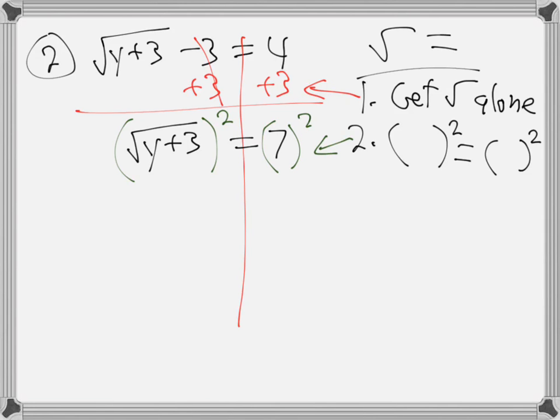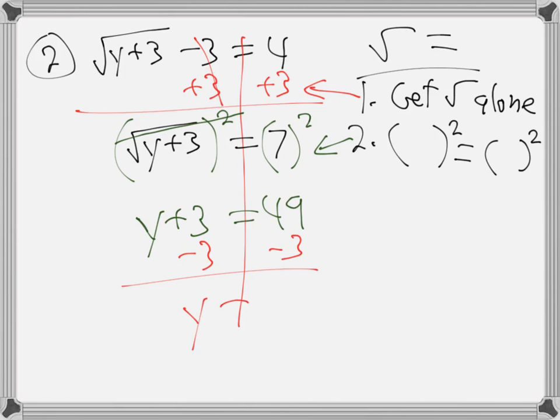What happens on the left side? The root just cancels the 2 power, huh? Right? Because 2 in, 1 out. Out comes the y plus 3, gets rid of the root. Other side, 7 squared. 7 times 7, 49, huh? What do you got to do to finish getting y alone? Subtract 3. So y equals 46.